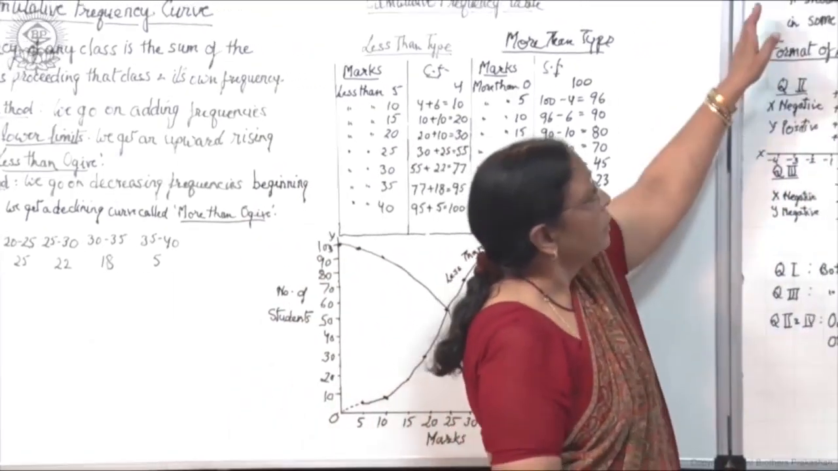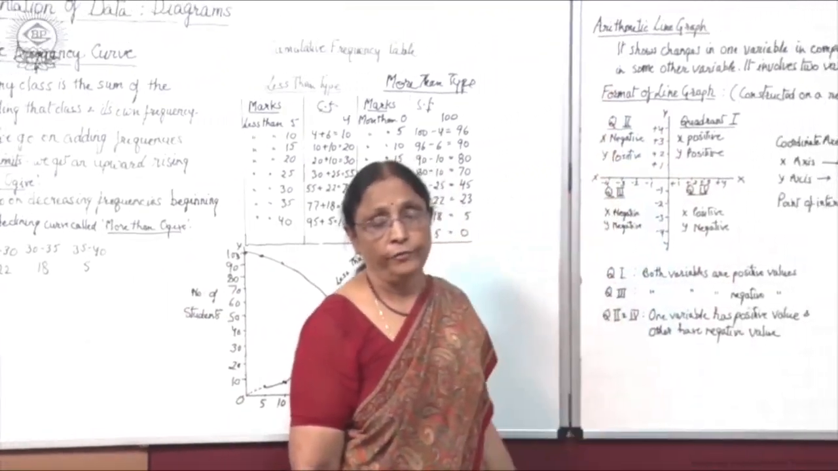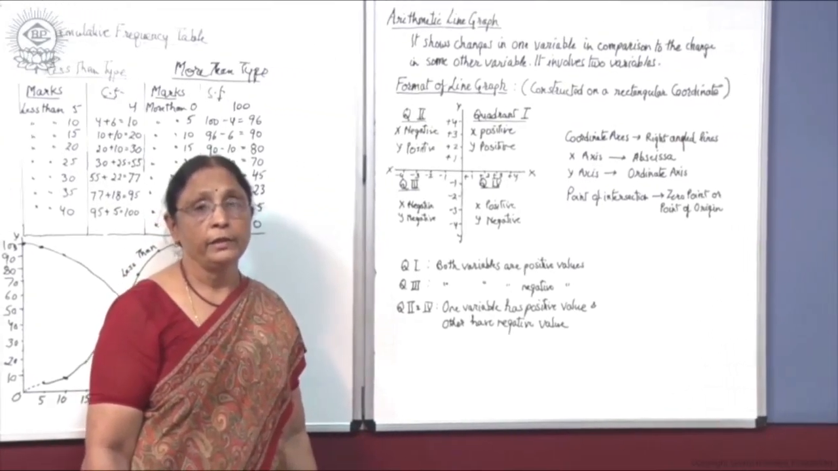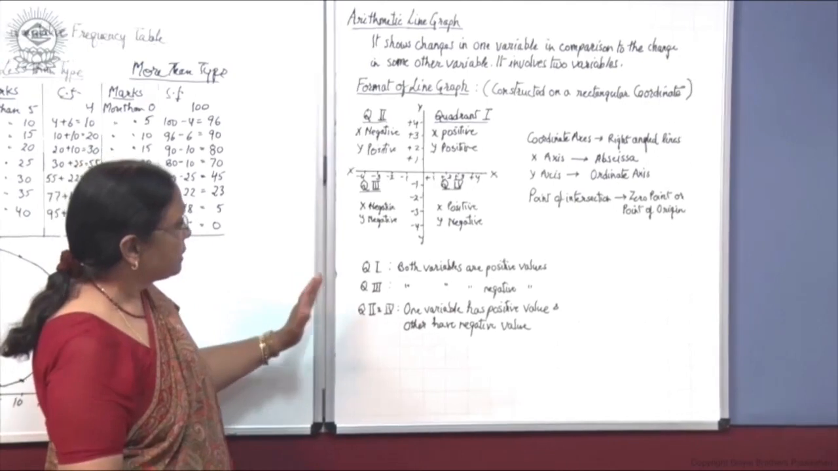That is the arithmetic line graph. Now, what is an arithmetic line graph? This is a very simple thing.